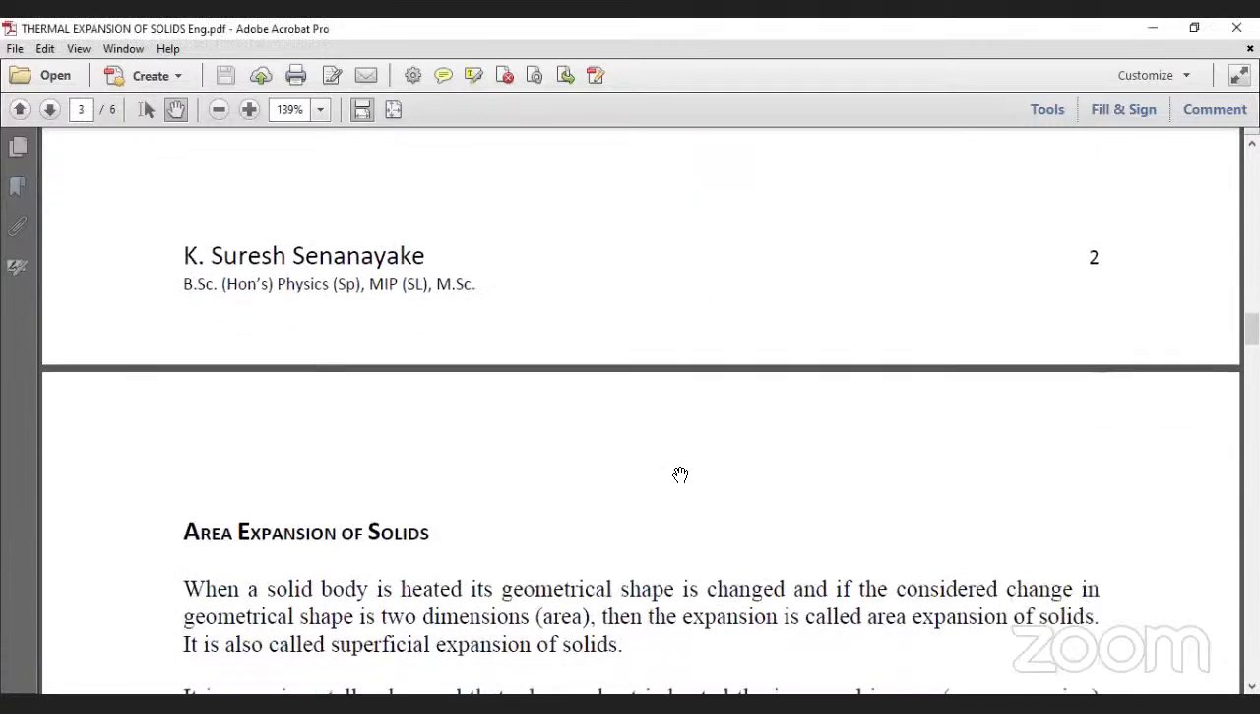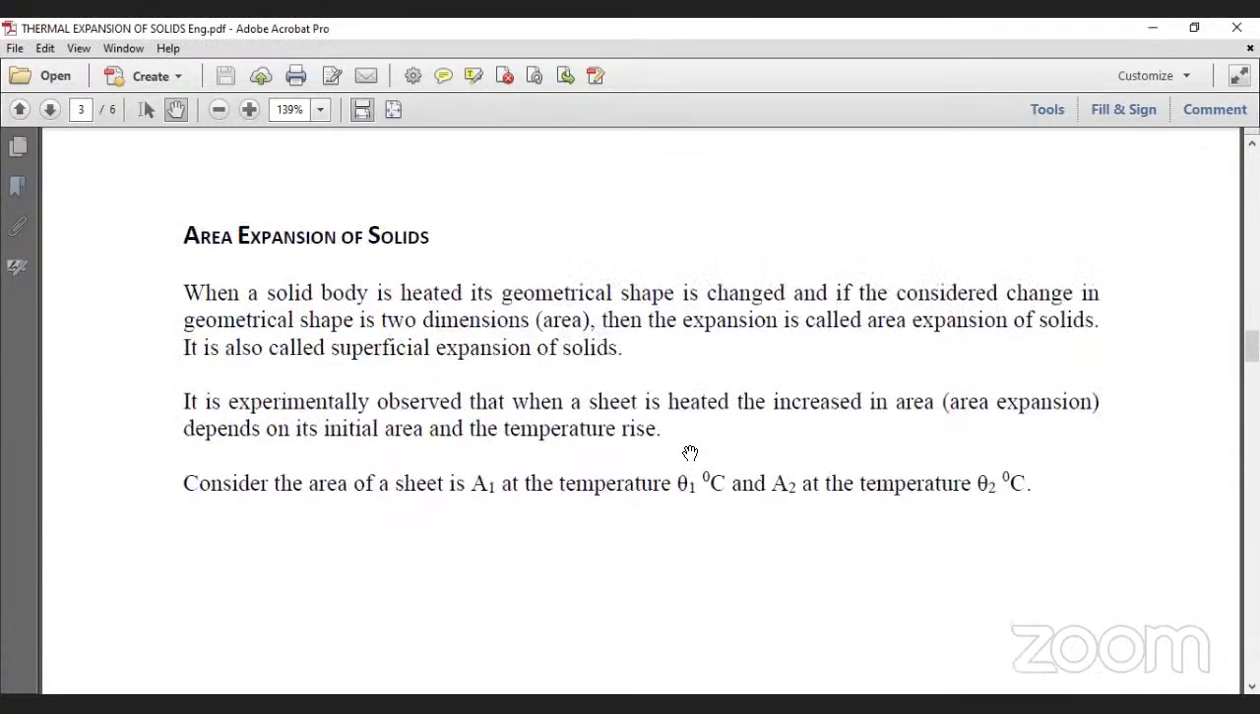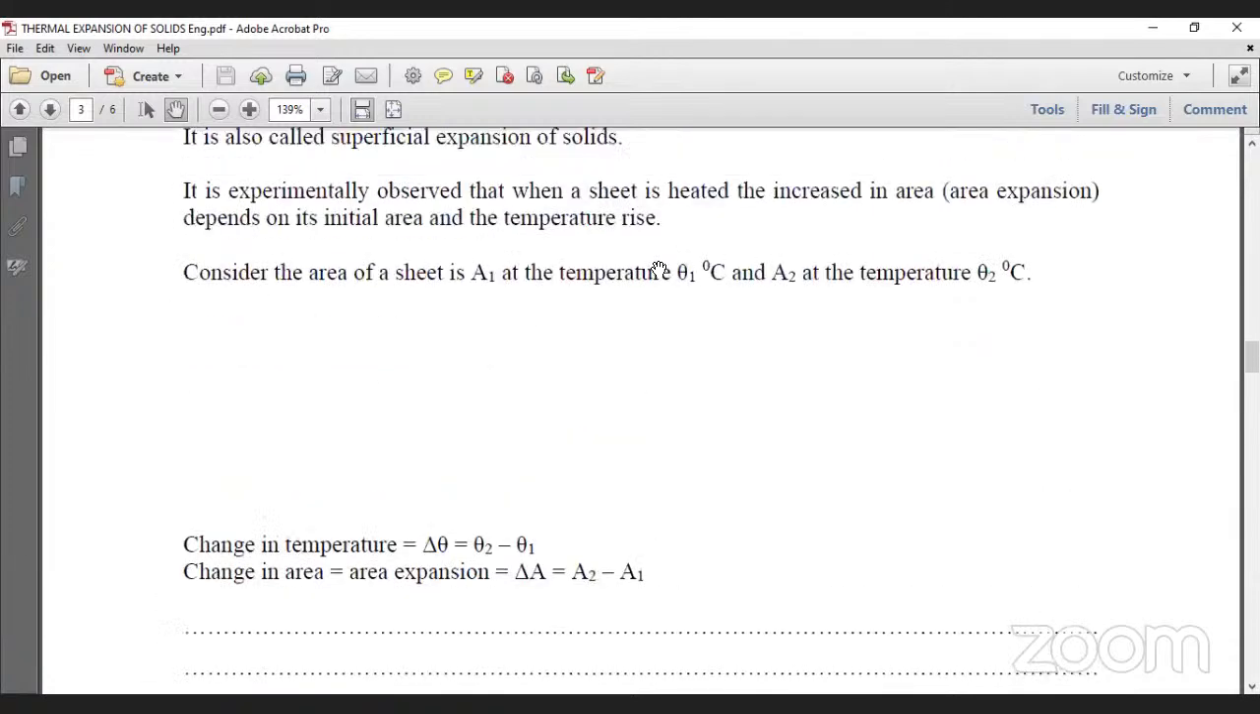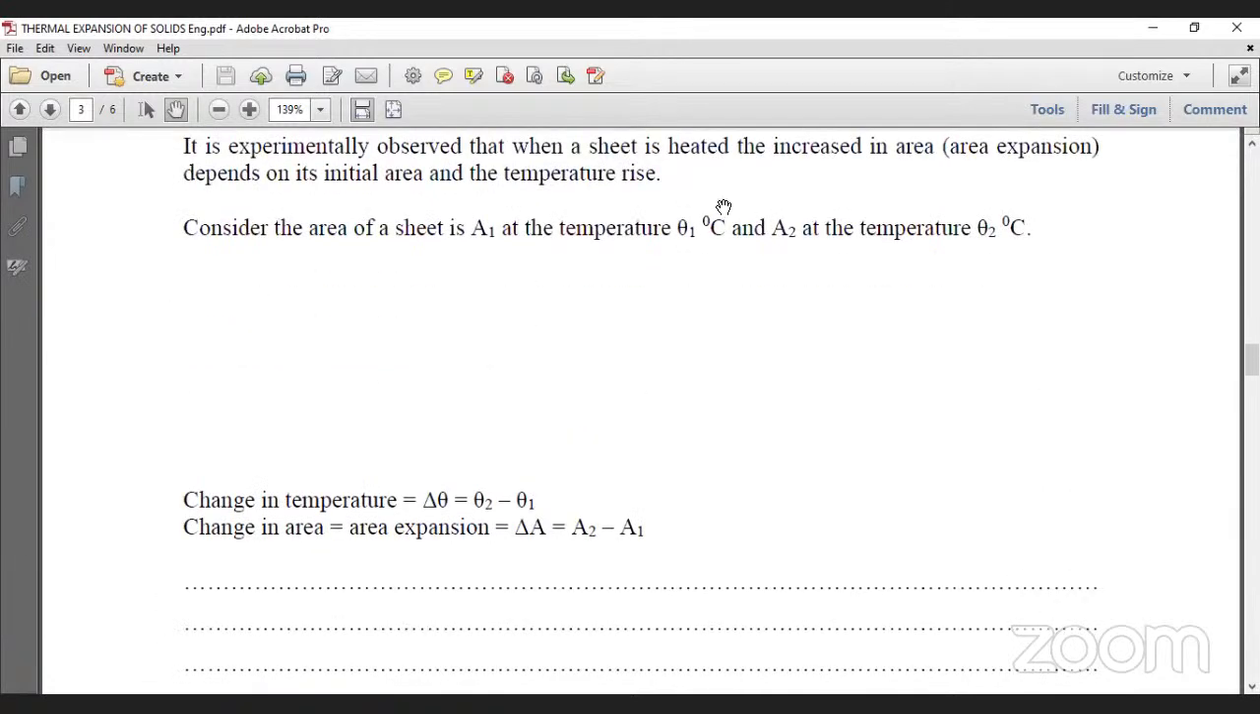Right, then expansion. As I mentioned earlier, if the geometrical measurement you consider is area, that expansion we call the area expansion. It's two-dimensional now. Sheet-like objects we can consider this way. So here you can draw this diagram.